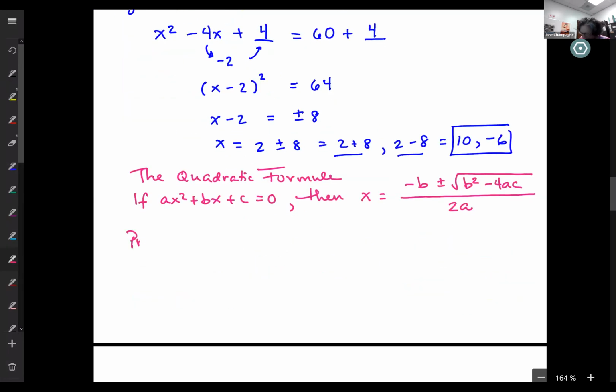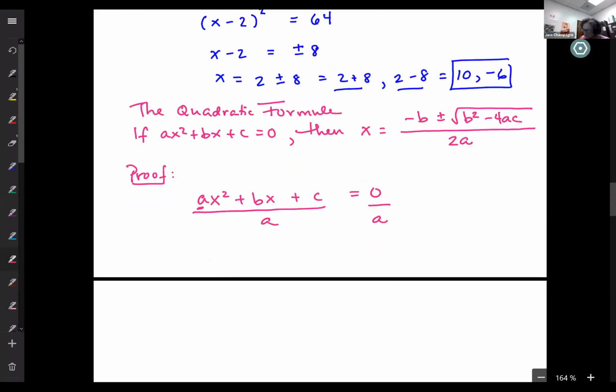Proof. So here, it's kind of complicated because of the a. You've got ax squared plus bx plus c equals 0. So what you have to do is divide both sides by a. Remember with circles, you can't complete the square if there's a leading coefficient there. So dividing everything by a gives you x squared plus b over a times x plus c over a, and then 0 divided by a is still 0.